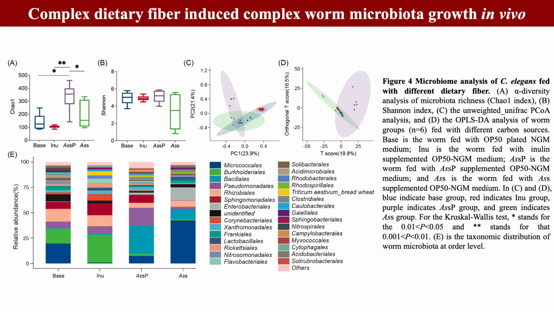In vivo experiments show that worms fed with AssP exhibited a significant increase in gut microbiota richness, while worms supplied with different dietary fibers exhibited relatively stable microbial diversity and evenness. Beta diversity indicated an almost overlap between worms fed on the base medium and those with inulin supplementation. The bacteria composition at the order level is also similar in worms fed with base and inulin.